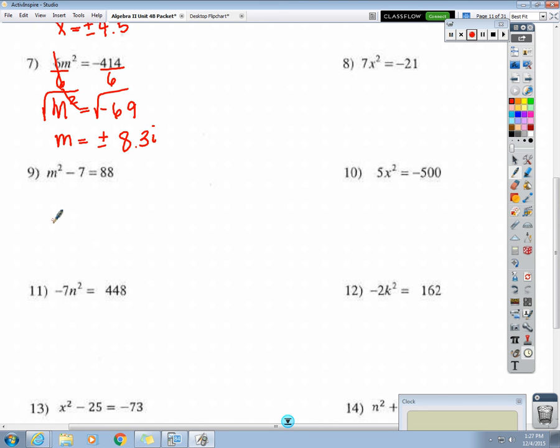Okay, number 9, what do we have to do first? Add the 7. So m squared equals, right? And now to get m by itself, we have to square root it, and so m equals plus or minus 9.7.